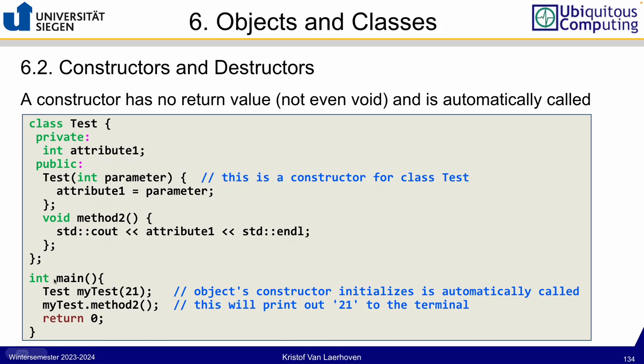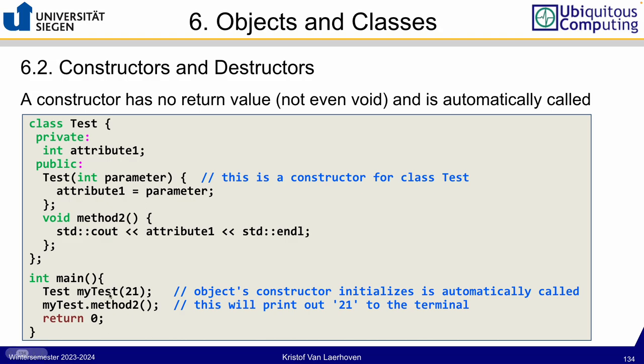Sorry? Where is myTest? myTest is over here. And it is an object of the class Test. I mean, we could have called this anything. We could also call this test with a small t, or just t. This is just a name we give to the object that we're now creating in memory.